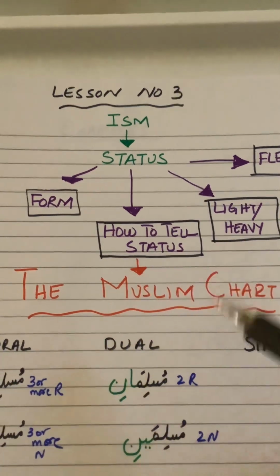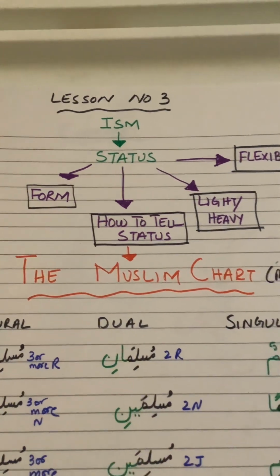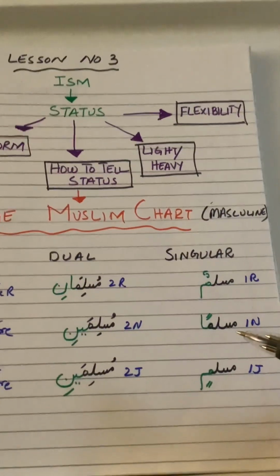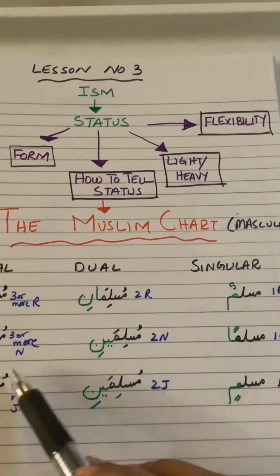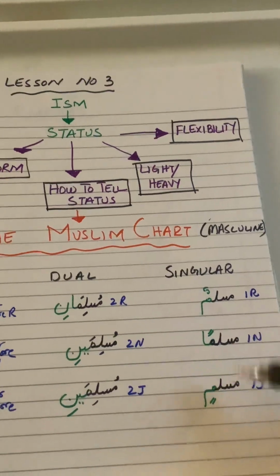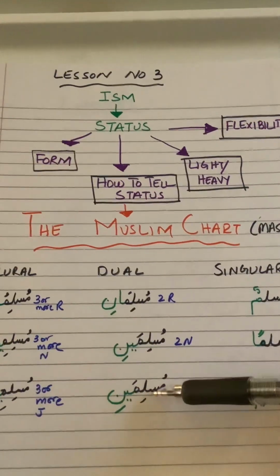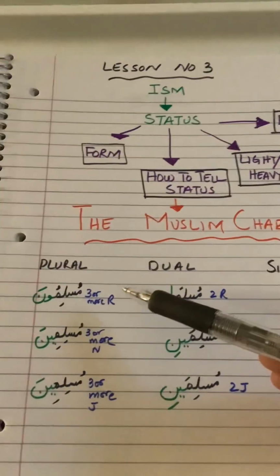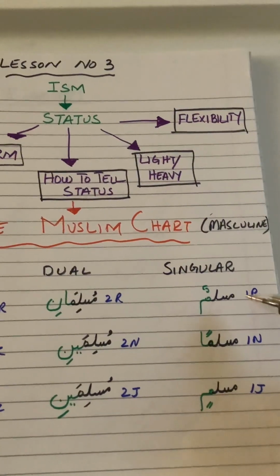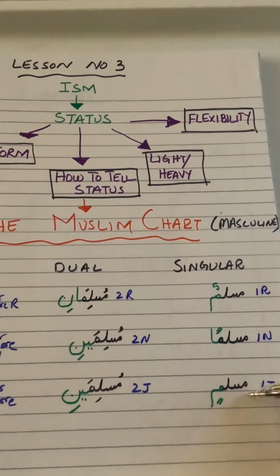So today we are going to learn a very important chart that is called the Muslim chart, and it's masculine. First of all, we see that there are three columns in this chart, and each column has three words in it. The first column is singular, the second column is dual or two, and the third column is plural, three or more. In each column the first one is going to be rafa, the second is nasb, and the third one is jar.